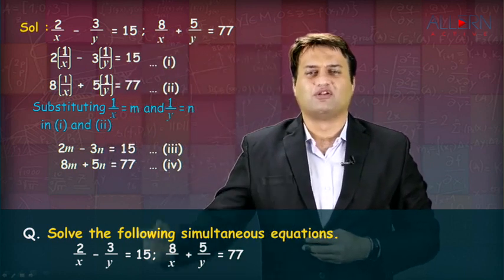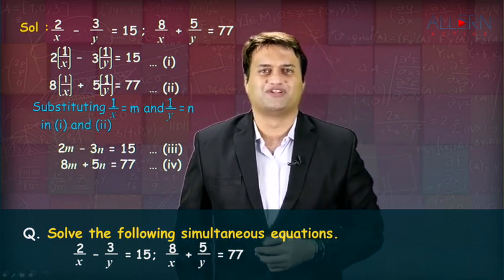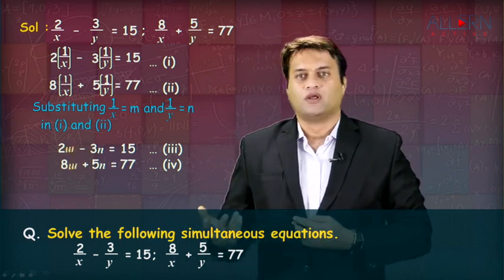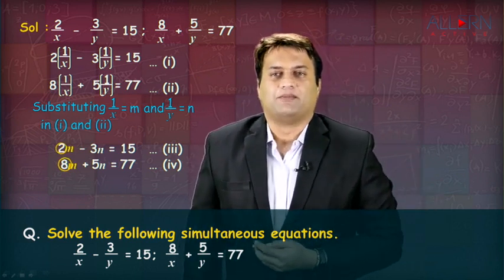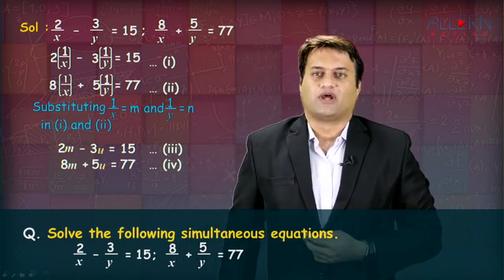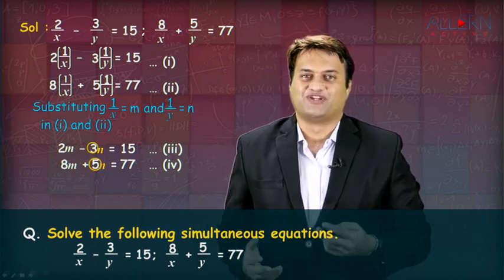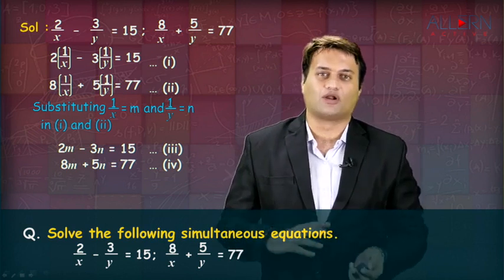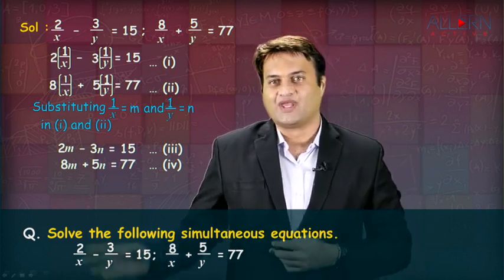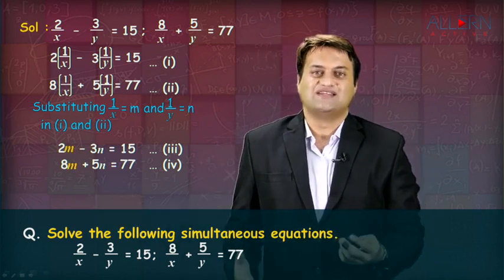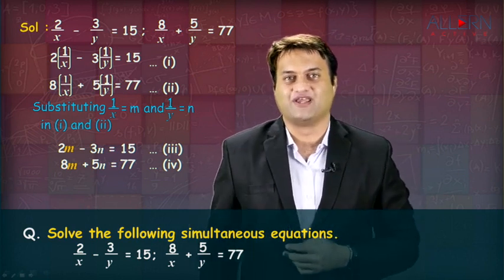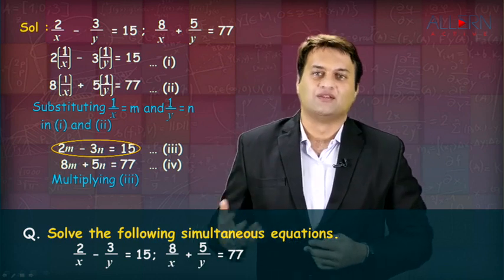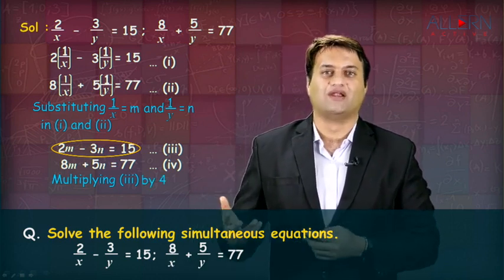Now let's quickly solve this by the method of equating the coefficients. You already know this method, so we can just quickly run through it. Look at the coefficients of m, the coefficients are not same. Look at the coefficients of n, the coefficients are not same. So let us make either the coefficients of m same or the coefficients of n same. In this, it is very clear that it is easier to make the coefficients of m same because the coefficients are 2 and 8. So it's easy to multiply the third equation by 4 and make it 8m, right?